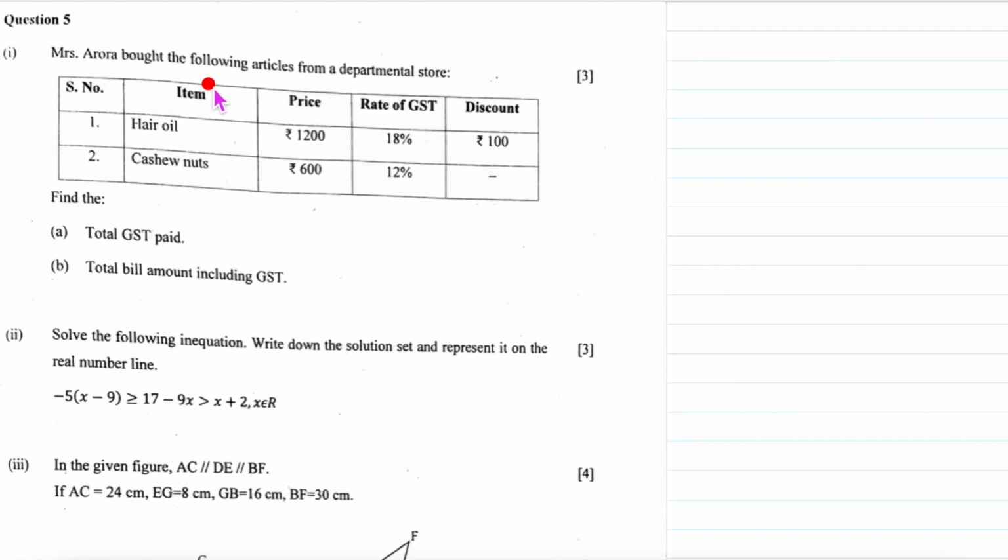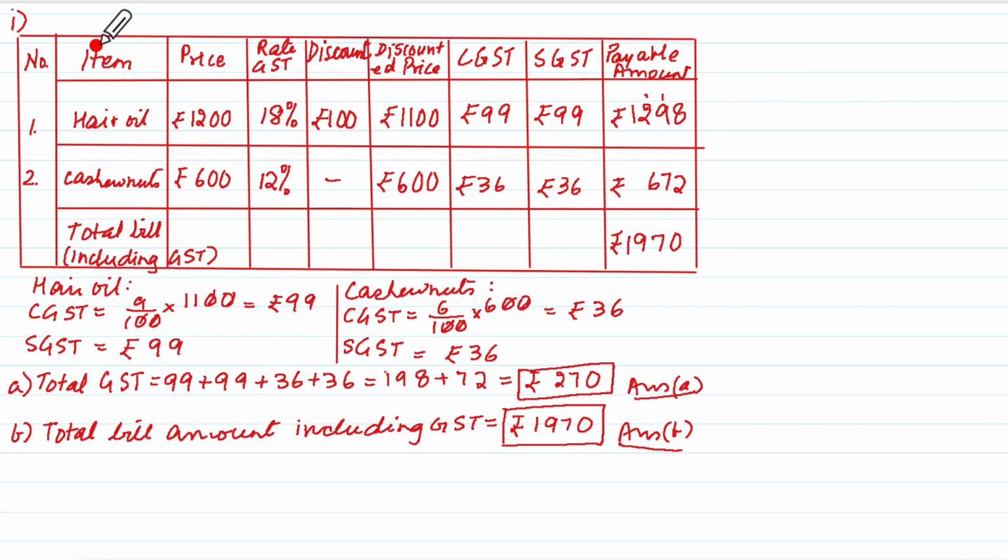Aurora bought the following articles from a departmental store. So there is hair oil, cashew nuts, price is given here, rate of GST is given, and also discount is given. You have to find the total GST paid and the total bill amount including GST. So question 5, first subpart. We make the table like this. There is a discount of rupees 100. So discounted price for hair oil is 1100. We have to show CGST and SGST because it's in the same town, and then the payable amount.